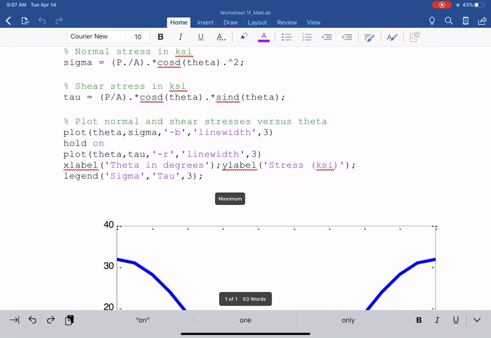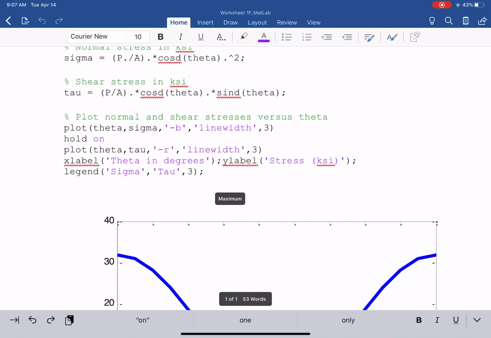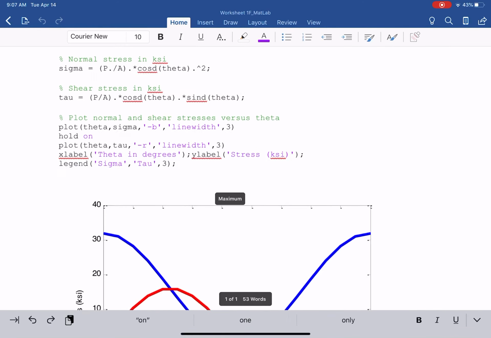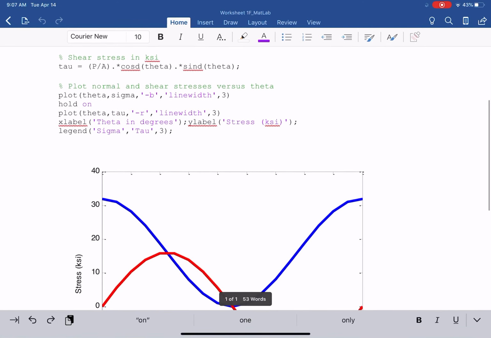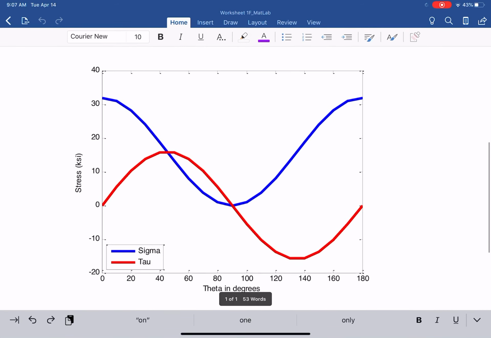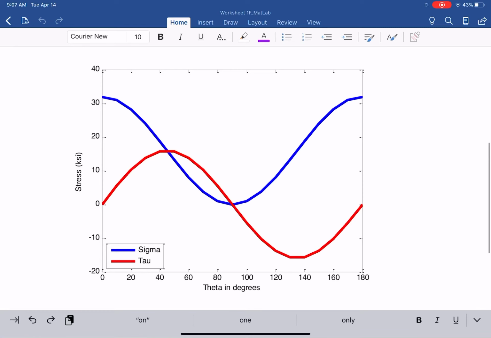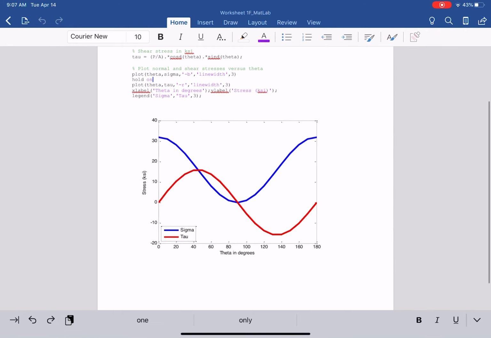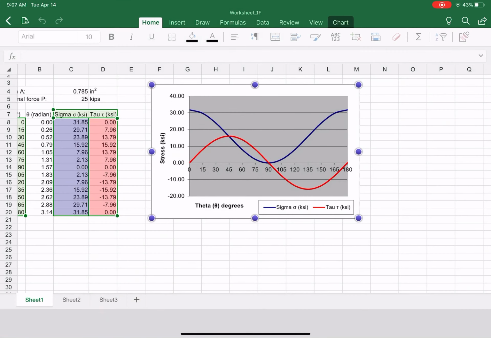After that, we can go ahead and use the plot function in MATLAB for each of them, and even define the line width and the color, blue and red, so it's the same as Excel. As you can see, it is now the same as in Excel. The blue is the normal stress sigma in KSI, and the red is tau, the shear stress, with behavior exactly the same as what you see in Excel. So that concludes the worksheet 1F solution.